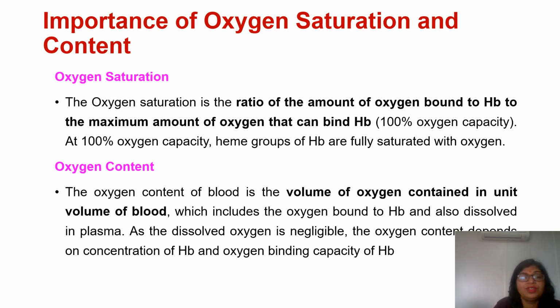Importance of oxygen saturation and content. Oxygen saturation is the ratio of the amount of oxygen bound to hemoglobin to the maximum amount of oxygen that can bind hemoglobin, that is, 100% oxygen capacity. At 100% oxygen capacity, heme groups of hemoglobin are fully saturated with oxygen. Oxygen content of blood is the volume of oxygen contained in unit volume of blood, which includes oxygen bound to hemoglobin and also dissolved in plasma.